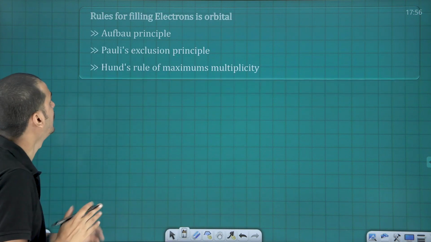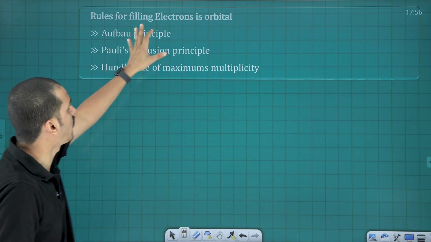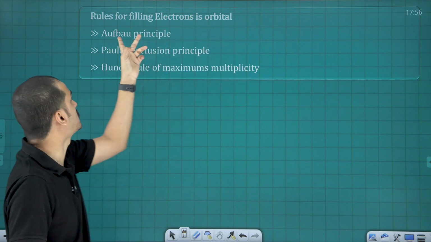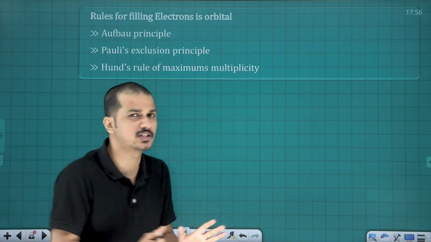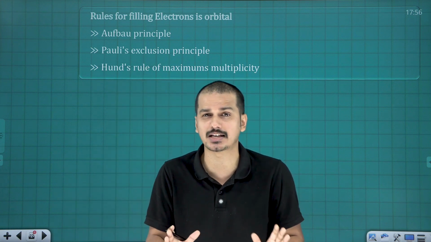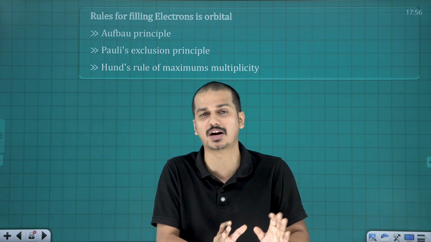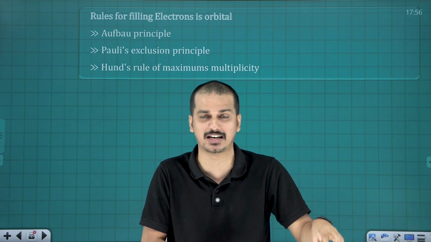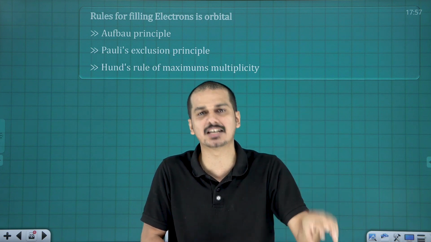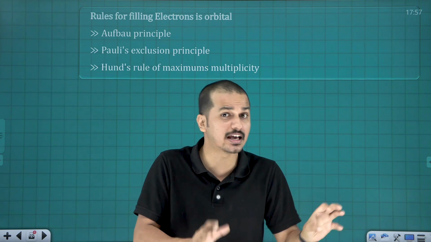Next, again we have to look at the rules for filling electrons in orbitals. The first one is the Aufbau principle. Aufbau is not a scientist. It means "builder" in German. Actually, it gives the idea about the filling of electrons in orbitals taking place in the increasing order of their energy.